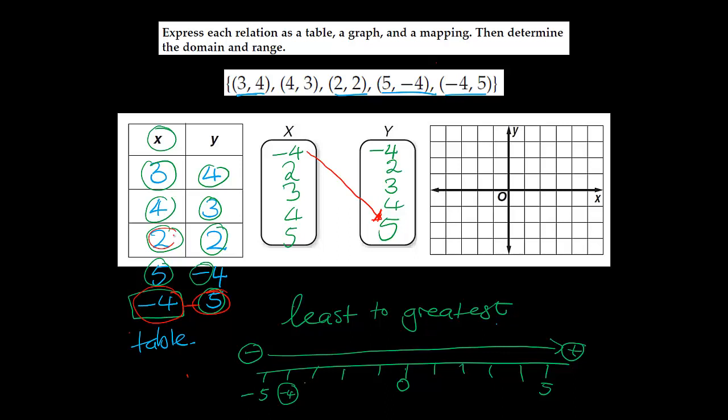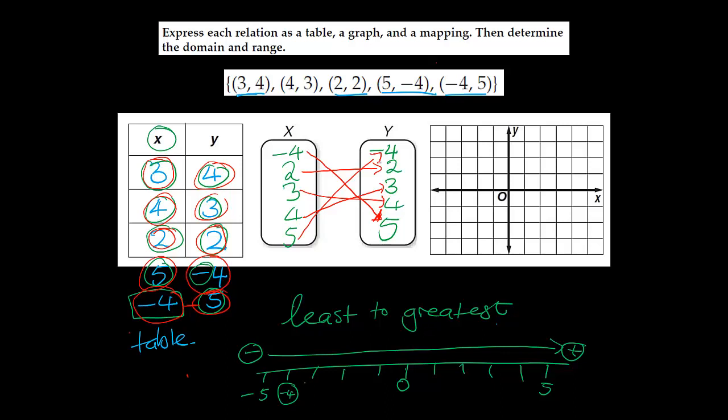When x is 2, y is 2. So I draw an arrow from 2 to 2. When x is 3, y is 4. So from 3 to 4. When x is 4, y is 3. And when x is 5, y is -4. So from 5 to -4. And that is how you do a mapping.